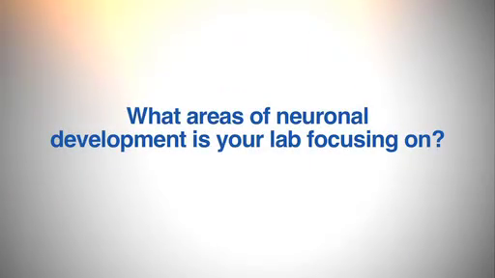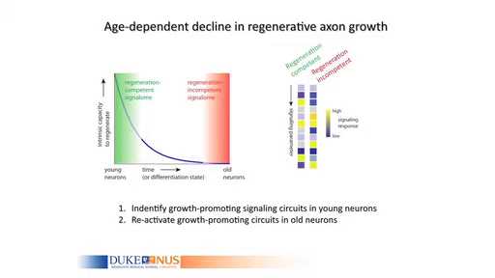So Marc, what area of neuronal development is your lab focusing on? We're focusing on 3 main areas, and the first topic deals with axon growth and regeneration. So as you know, adult neurons of the central nervous system don't regenerate, and this leads to permanent and devastating disabilities after spinal cord injuries or strokes or neurodegenerative diseases.